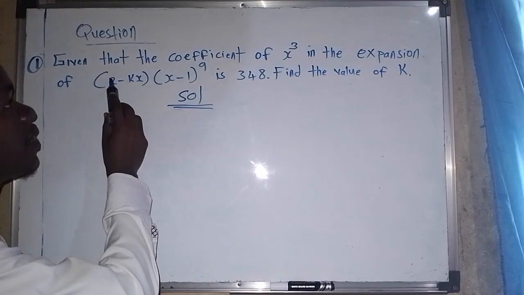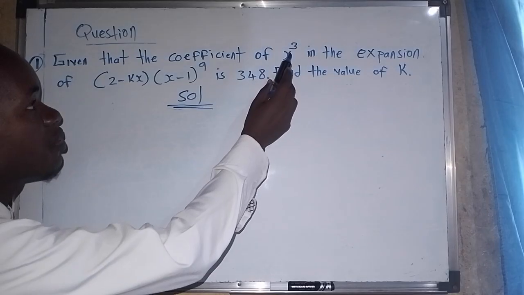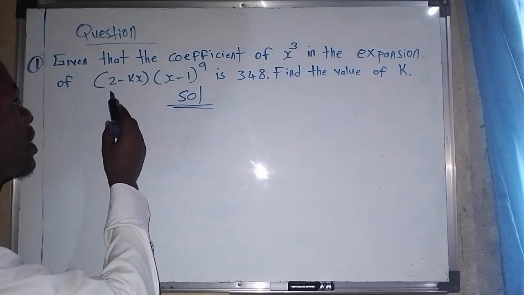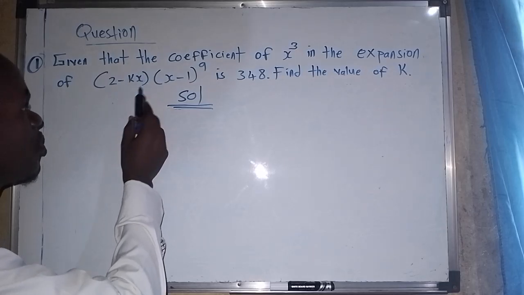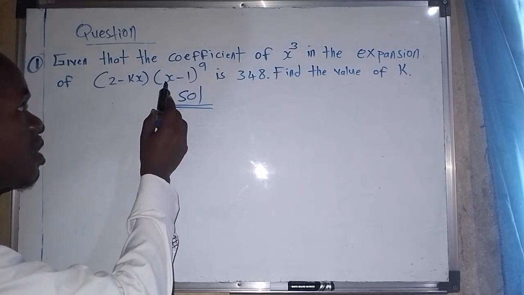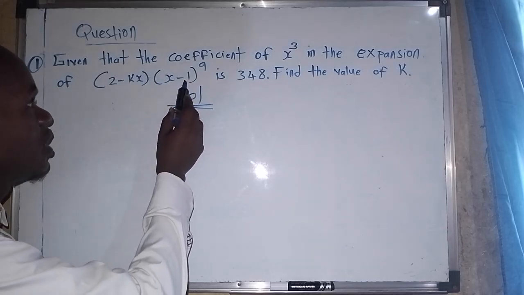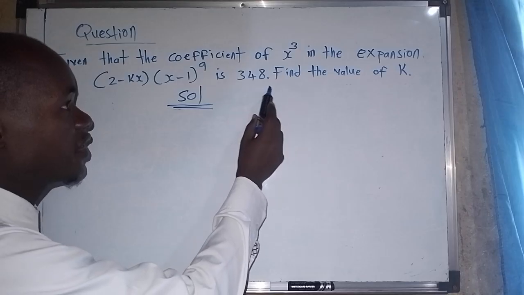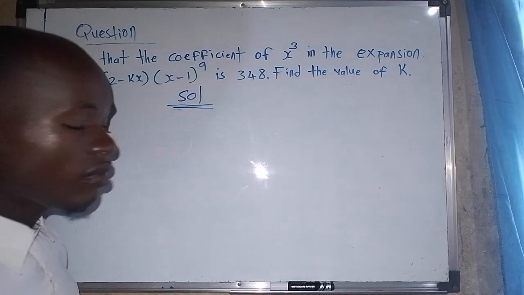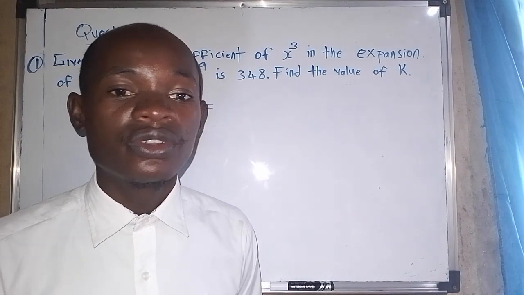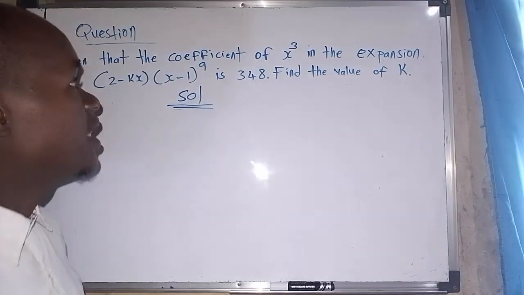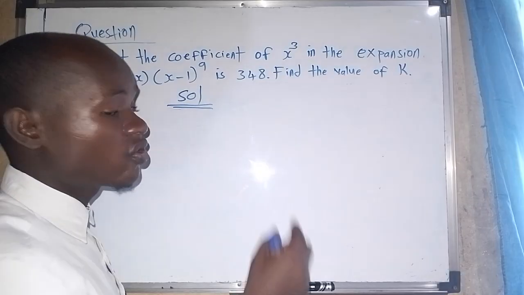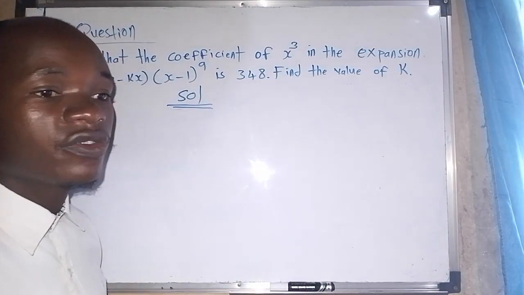Given that the coefficient of x power 3 in the expansion of (2 minus kx)(x minus 1) to the power 9 is 348, find the value of k. So we want to find the value of k. Our target is to get the coefficient of x power 3. So how can we get the coefficient of x power 3?